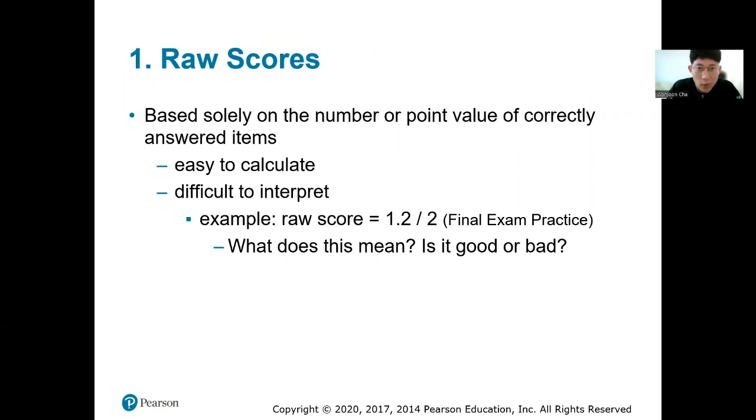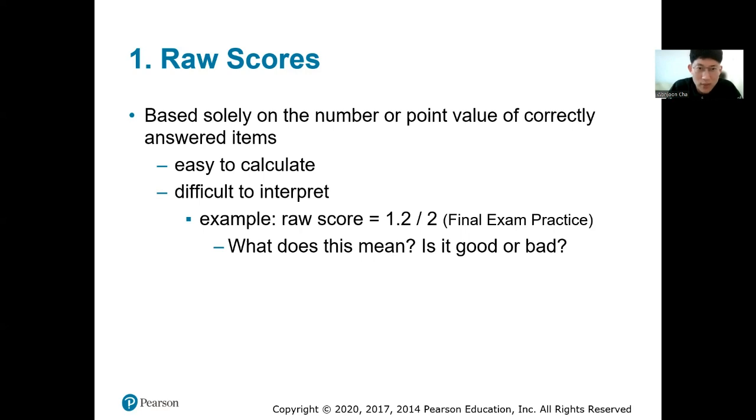Raw scores are based solely on the number or point value of correctly answered items. Like for instance, all of you have solved the final exam practice, and let's say that you get 1.2 out of 2. So raw scores literally means how many points or values you earned from the assessment. So it is very easy to calculate because, for instance, 1.2 means you got 3 multiple choice questions right, which was worth 0.4 point each.